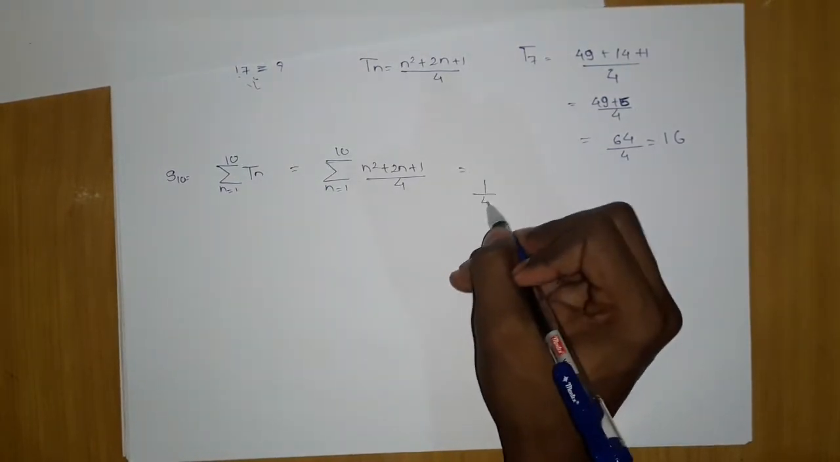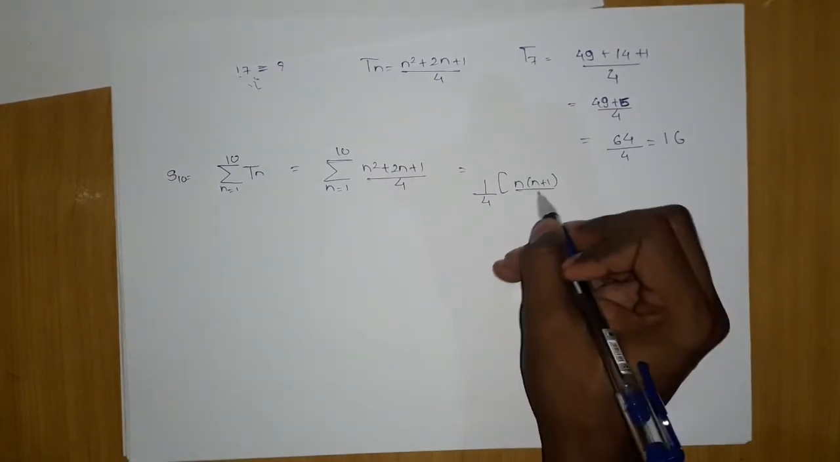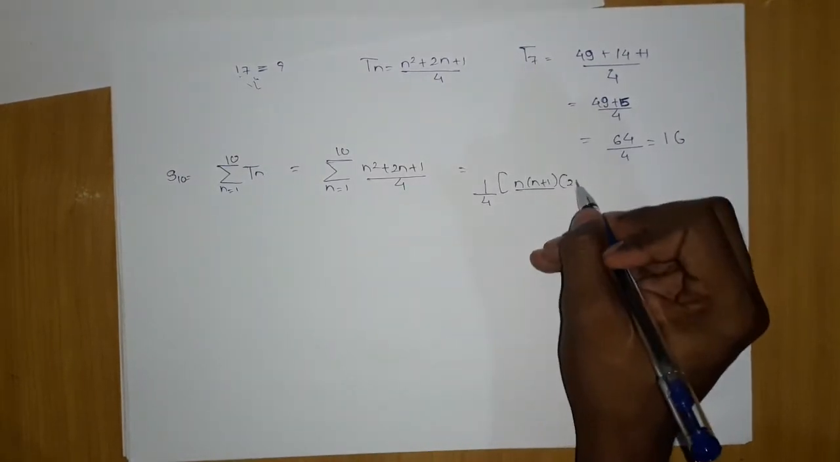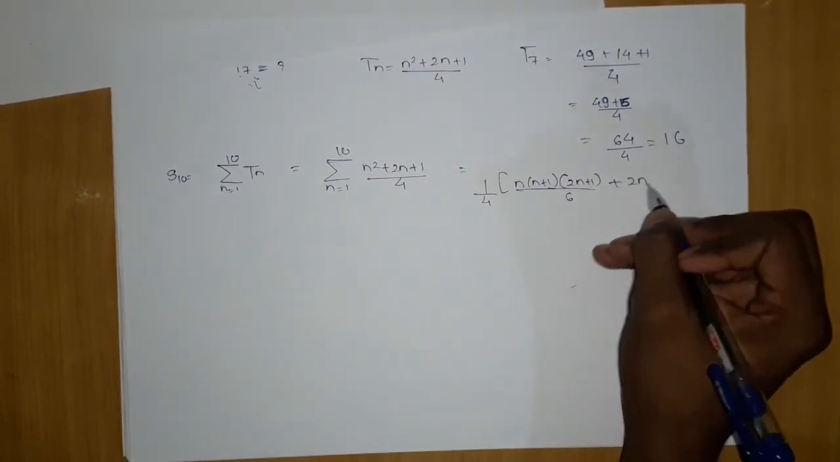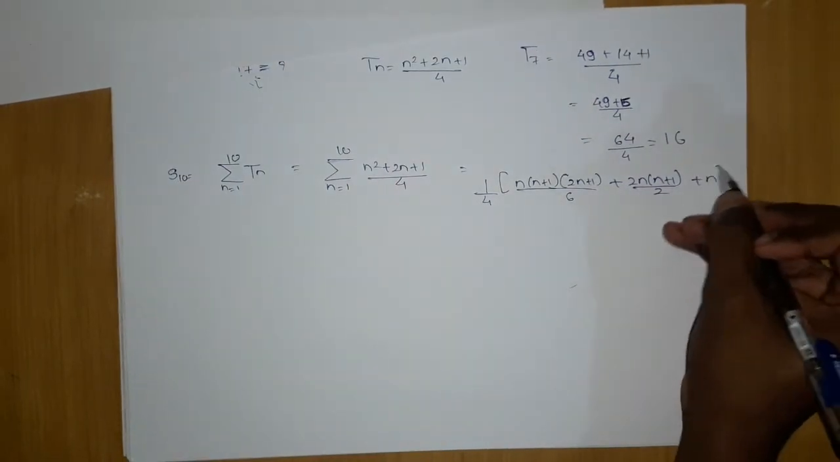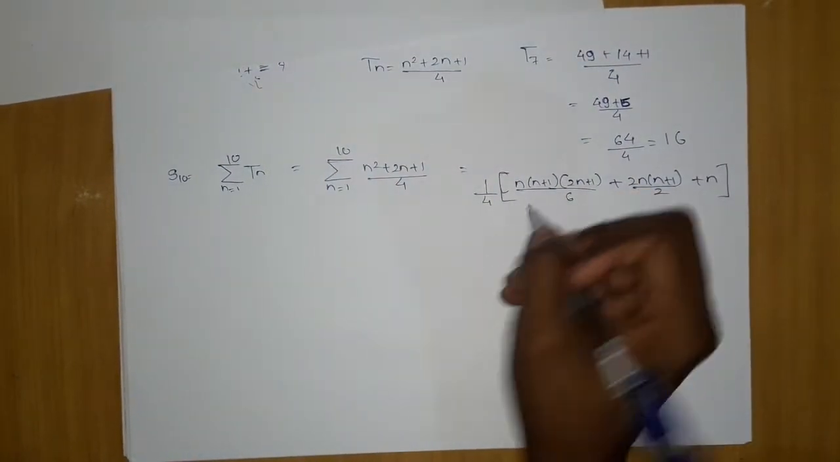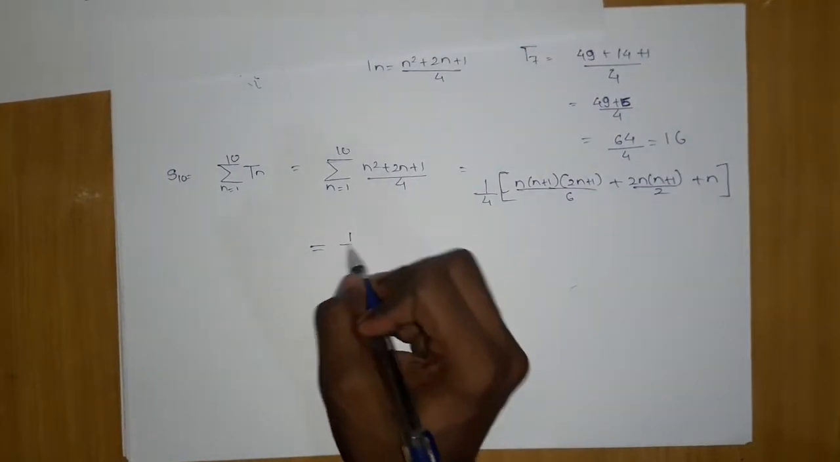Here you will always do this, move the constant outside. Here it will be n into n plus 1 upon, n square is n into n plus 1 into 2n plus 1 by 6. And this is 2 into n plus 1 by 2. And this is n. Finally you are getting this. After this what you have to do? You have to substitute the value, which will give you like this.